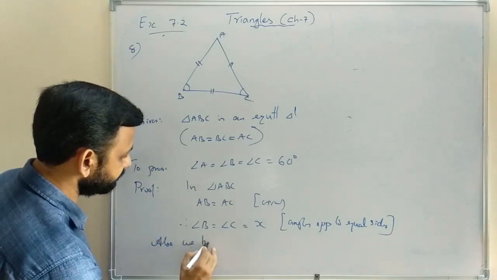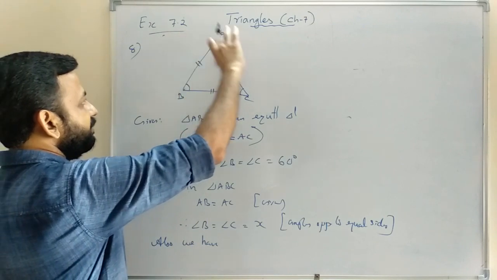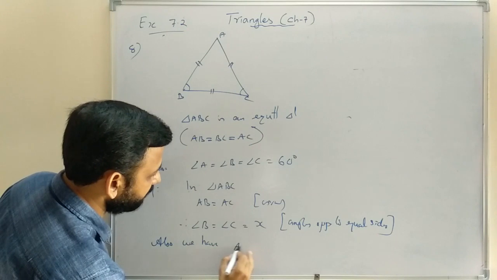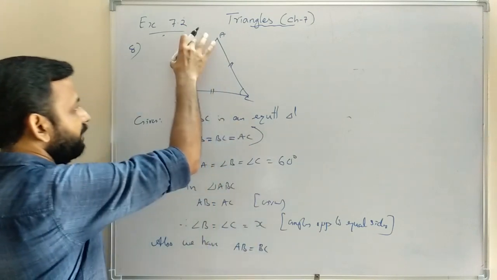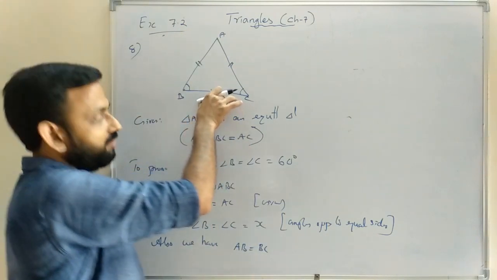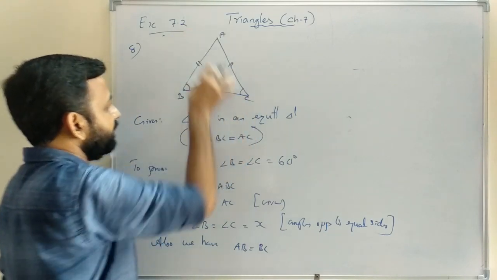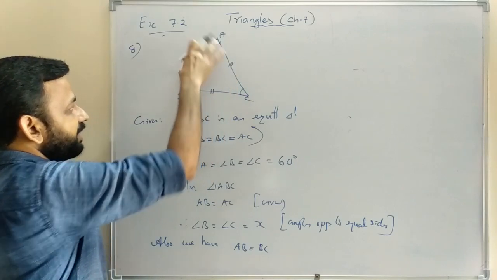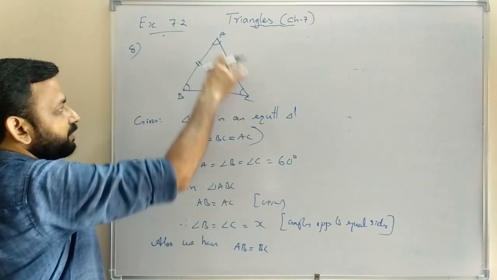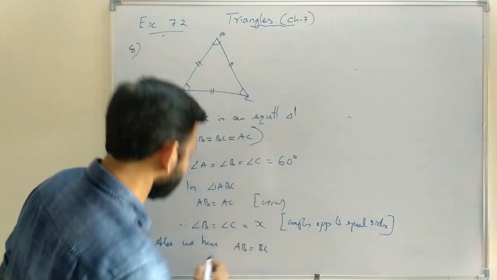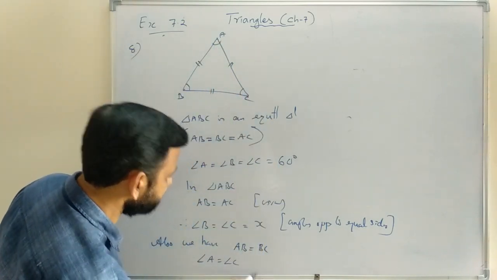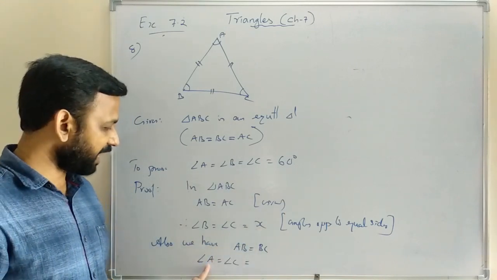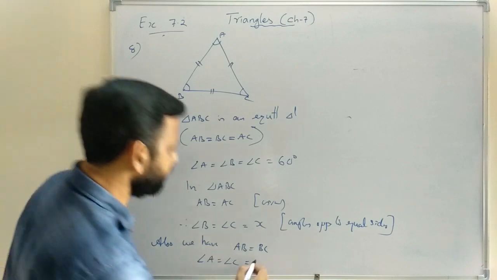Also we have AB equals BC. All sides are equal. So we can write AB equals AC and AB equals BC. And if AB equals BC, then the base angles are equal. The angles opposite to the equal sides, that is angle A equals angle C. Angle C is already taken as x. Therefore angle A equals angle C equals x.